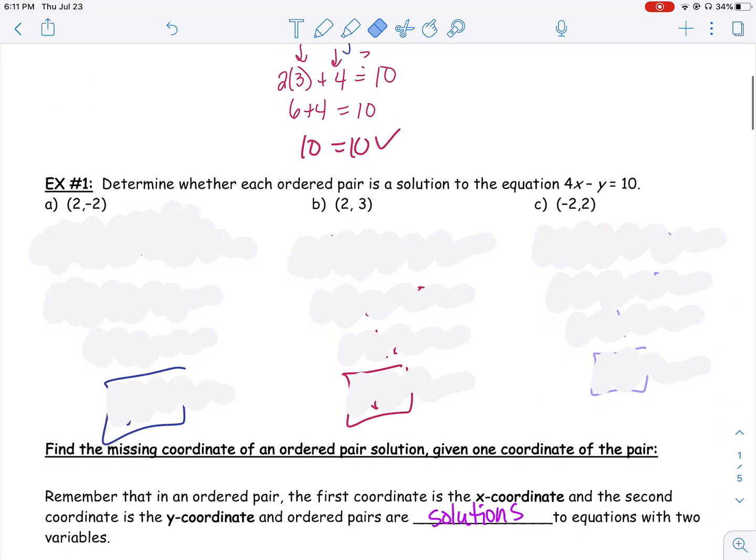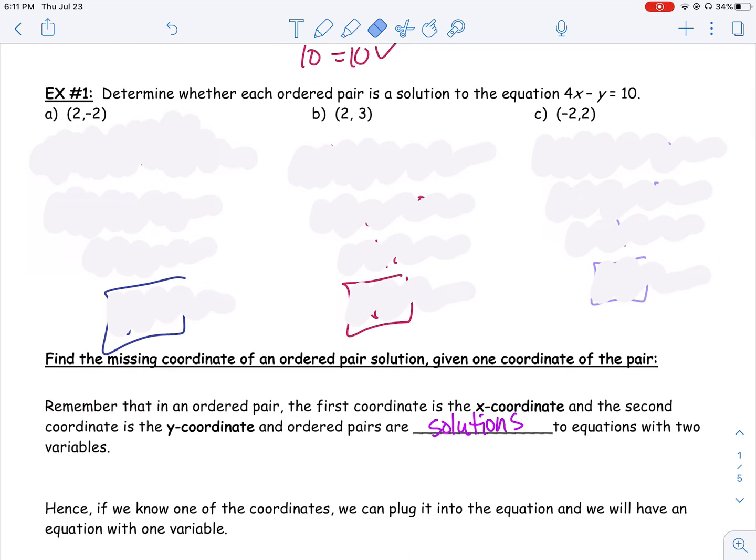So if we're given an equation and an ordered pair, we should be able to determine if that ordered pair is a solution by simply plugging in our x-coordinate and our y-coordinate and seeing if it makes the equation true. Let's try a few.